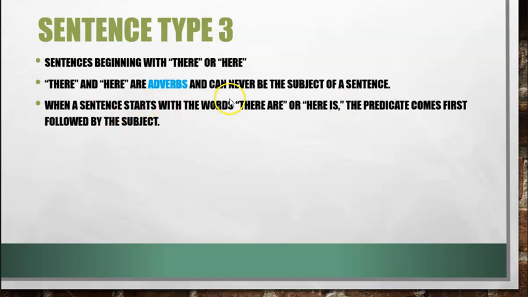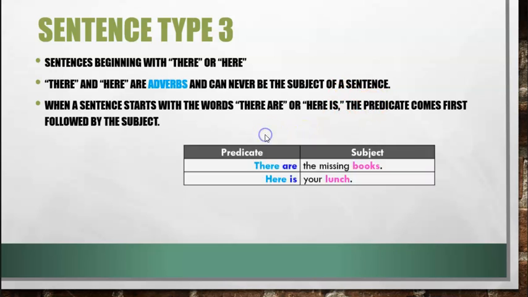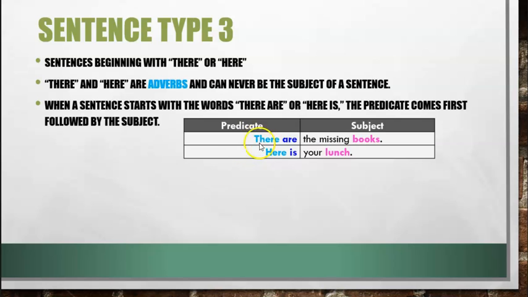When a sentence starts with the words there are or here is, the predicate comes first, followed by the subject. So whatever follows the verb are or the verb is is actually the subject of your sentence. Some examples.